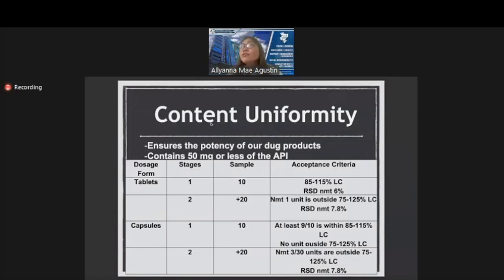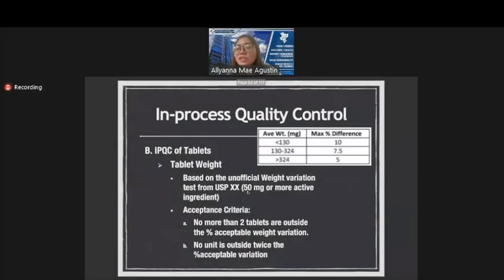In weight variation, the premise is that if the weights are uniform, the contents are uniform. But if the active ingredient is very small, less than 50, the weight is not proportional to the active ingredient. So weight variation is used if the active ingredient in one tablet is 50 milligrams or more. So, you use weight variation.